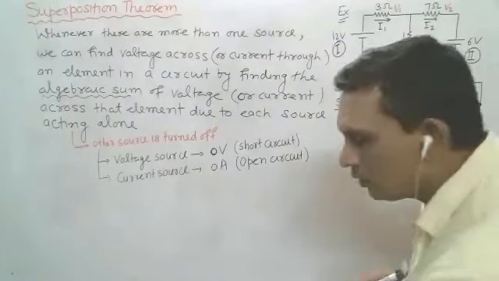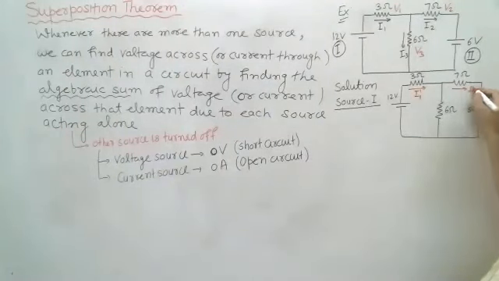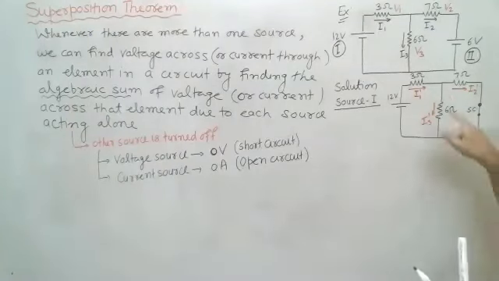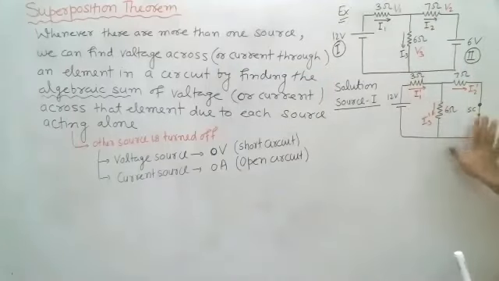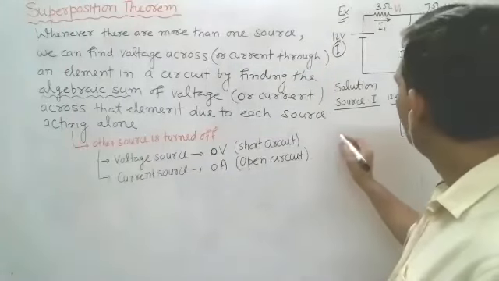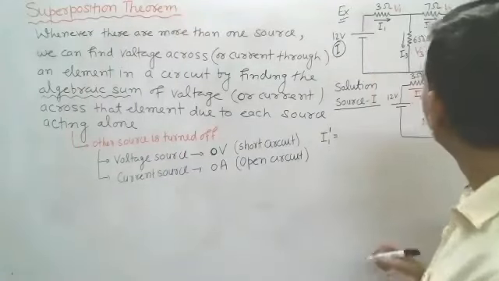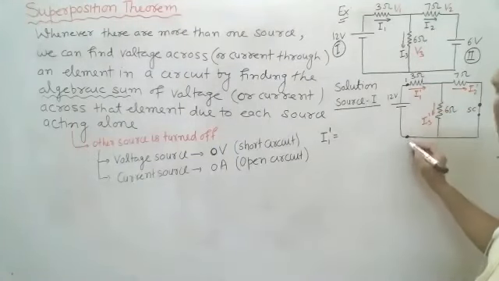So show the actual direction of current. Assume this current is I1 dash. Take this current as I2 dash and this current as I3 dash. I have taken dash for source 1. So you can easily find this current. What will be I1 dash? Directly V by R equivalent. I have discussed same case.